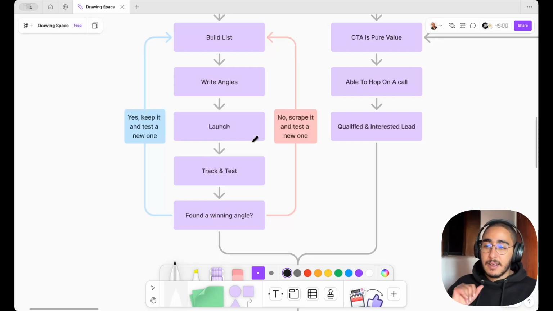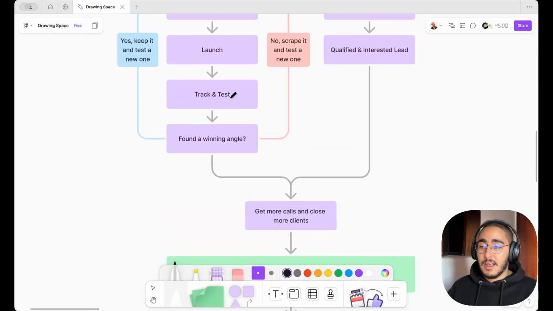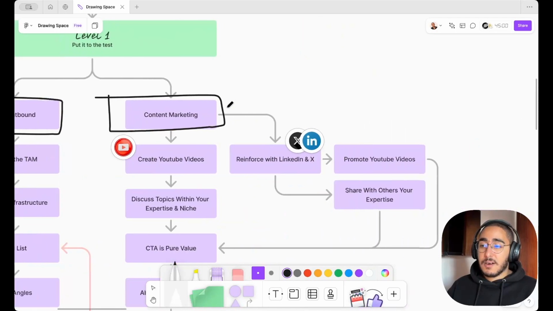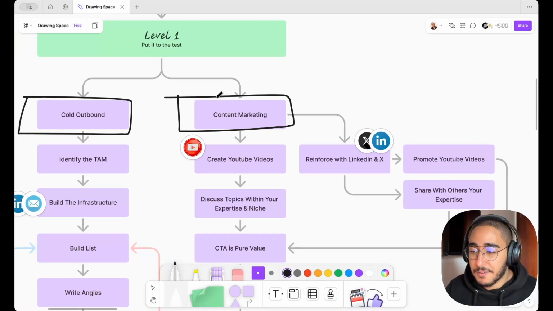Otherwise, we kill it and test two, three, or four different other angles. So this basically covers it for the cold outbound up until the winning angle. For the content marketing, again, it's going to be acting as the authority builder for you.